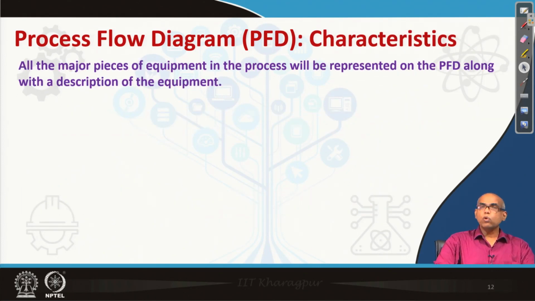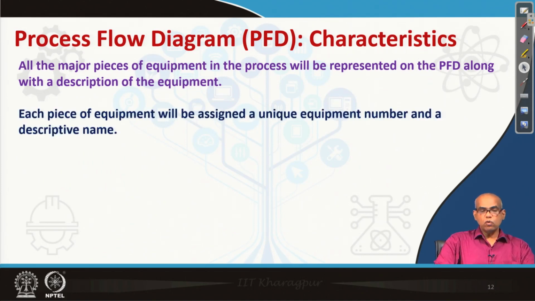So, what does the process flow diagram contain? All the major pieces of equipment in the process will be represented on the process flow diagram along with a description of the equipment. Each piece of equipment will be assigned a unique equipment number and a descriptive name.